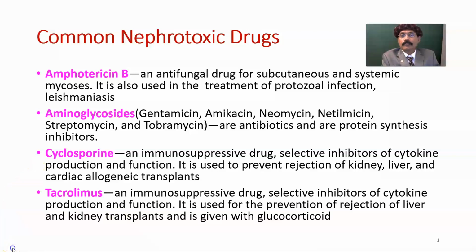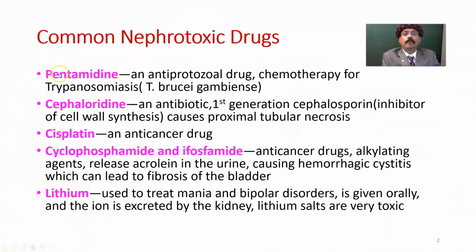So we got this. Now we'll go to pentamidine. This is an anti-protozoal drug, chemotherapy for trypanosomiasis, Trypanosoma brucei gambiense. Cephaloridine, an antibiotic. This is a first generation cephalosporin that inhibits the bacterial cell wall, but it may cause proximal tubular necrosis. Cephaloridine.